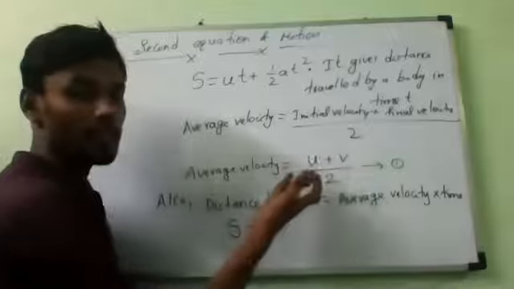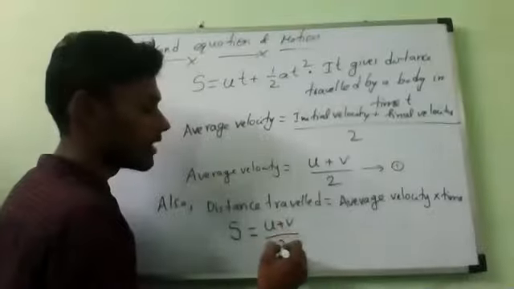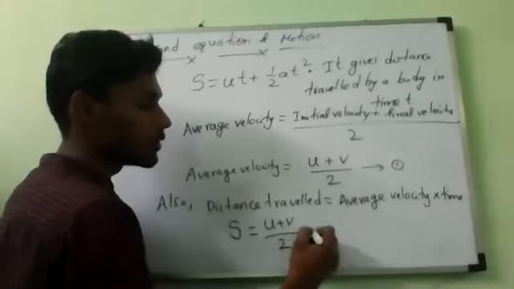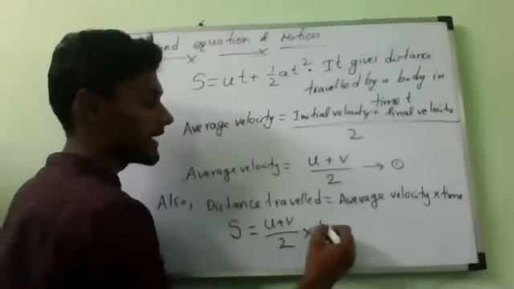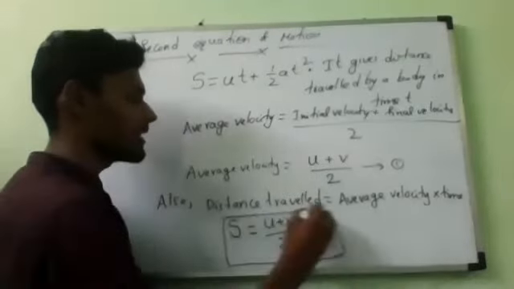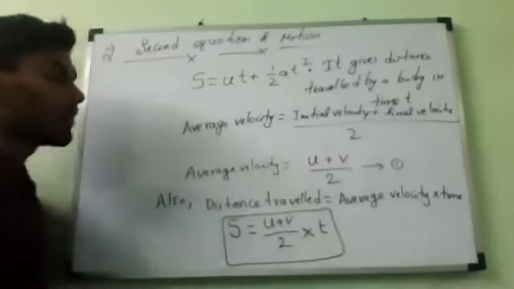Average velocity is U plus V by 2. Understanding? Next, into time, which is T. Is it yes or no? Any doubt, anybody? You ask me. Into T. Clear? Yes, sir.